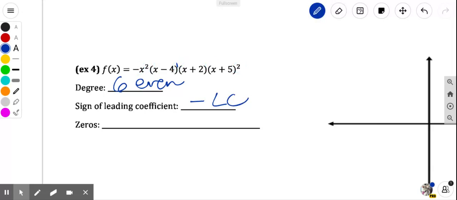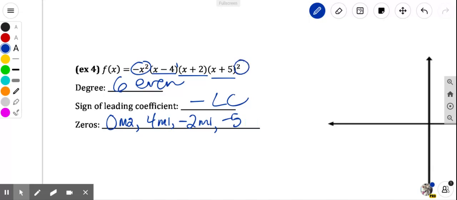Okay, let's do our zeros. So this one is a 0 of 0, multiplicity 2. This one is 4, multiplicity 1. This one is negative 2, multiplicity 1. This one is negative 5, multiplicity 1. Oh, just kidding. Multiplicity 2.